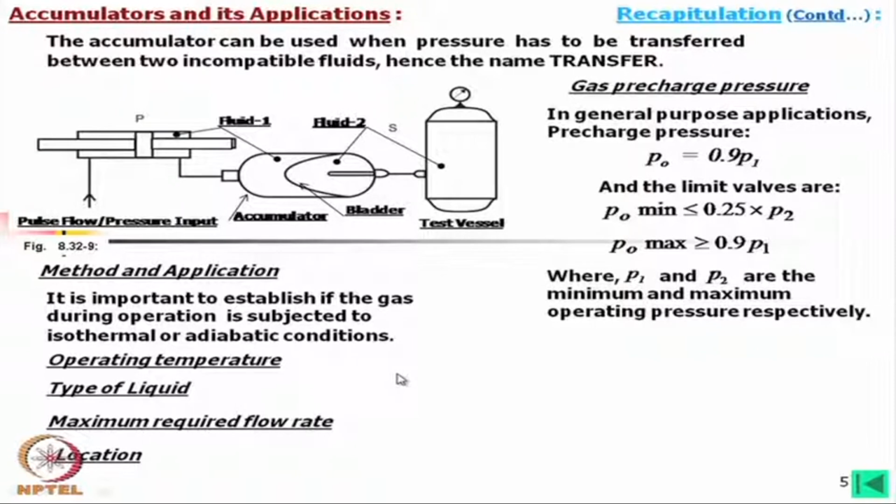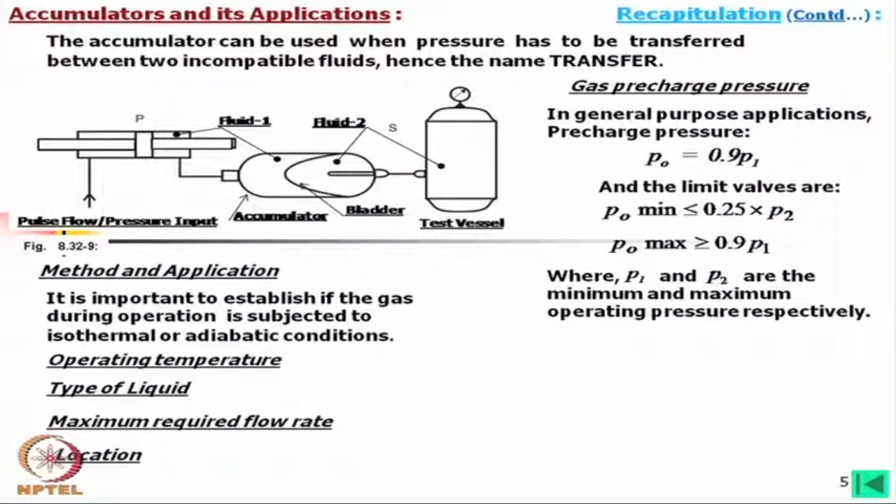Now, if we look into the gas pre-charge pressure in general purpose applications, the pre-charge pressure P0 is usually equal to 0.9 times P1. Also, if we can estimate the maximum volume required from the accumulator, then the gas charge we do is 0.9 of the total volume, that is, 90% will be the volume required, if the volume of the accumulator is 100%.